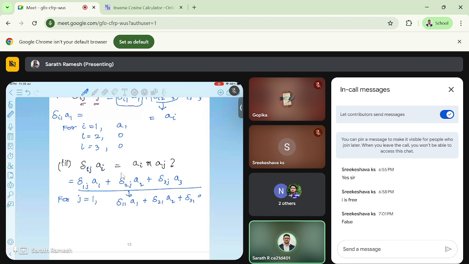Now for j equal to 2, what will it become? Delta 12 a1 plus delta 22 a2 plus delta 32 a3. Again these two will become 0. This will become 1, so it becomes a2. For j equal to 1 it is a1, j equal to 2 a2, for j it's aj, right? So it is aj, not ai.